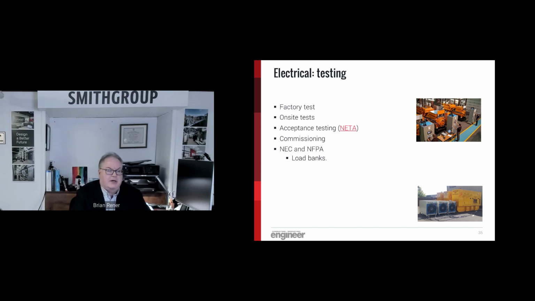You can also have the commissioning done, and you should have commissioning done. It's almost mandatory on any mission critical facility, where it's more of a functional testing, where the systems are put through their paces, and the design document and the basis of design are reviewed. And then there's periodic testing under NEC and NFPA for load banks, and that is specified how often and how much load you have to put on the generator.